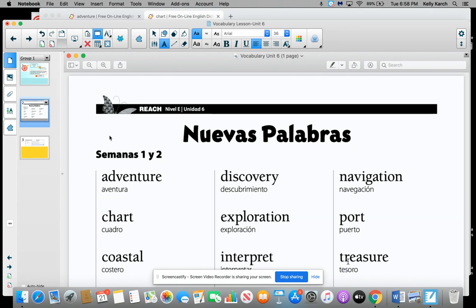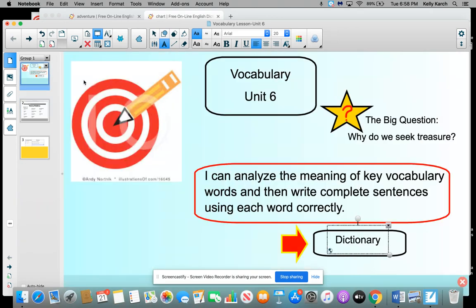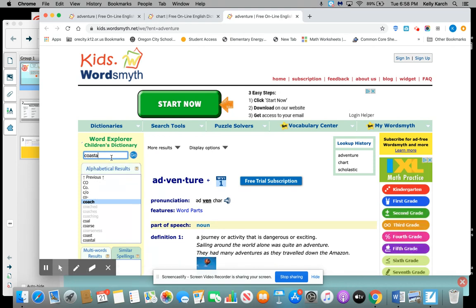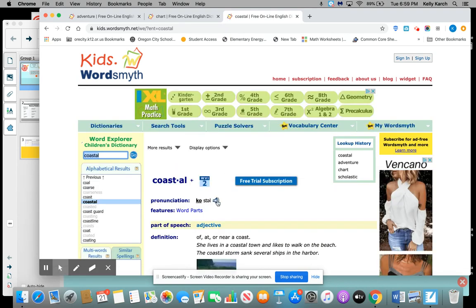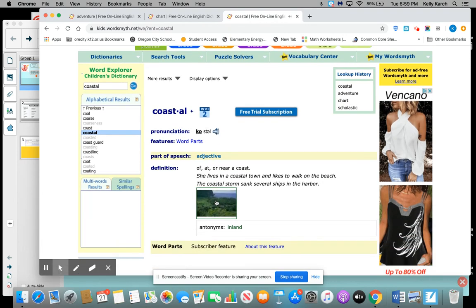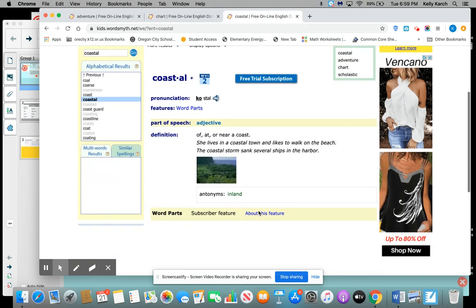coastal, costero. If we take a look at the online dictionary definition of coastal, it'd be interesting to see if they also include a picture or a visual like they did with the last words. Coastal. So first we can listen to the pronunciation. Coastal. And they do have a little picture for us right here of, at, or near a coast.